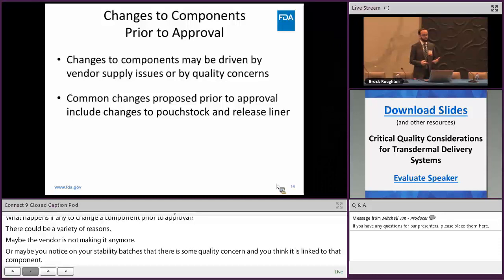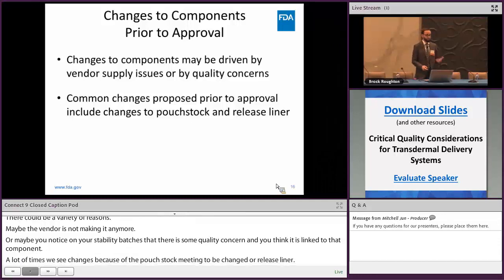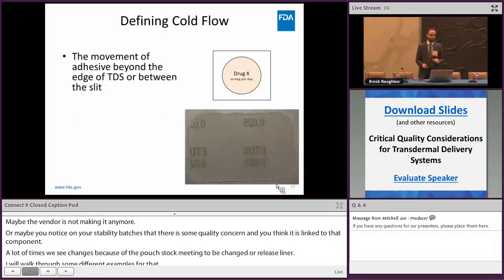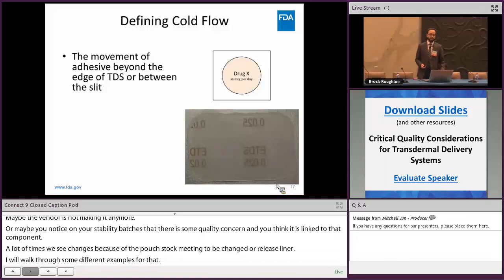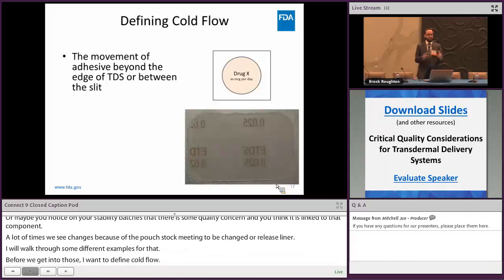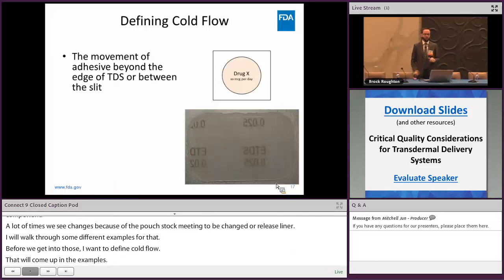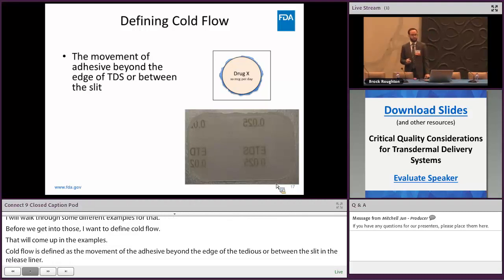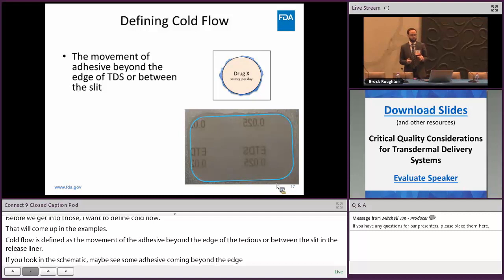But before we get into those, I wanted to first define cold flow, because that will come up in the examples. Cold flow is defined as the movement of the adhesive beyond the edge of the TDS or between the slit in the release liner. If you look in the schematic there, maybe you see some adhesive coming beyond the edge of the system. Or in the photo there, if you were to trace a line around the boundary, you see some adhesive has come past the edge of the backing membrane.